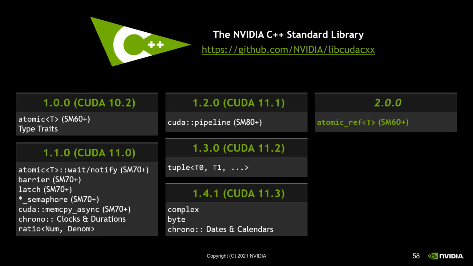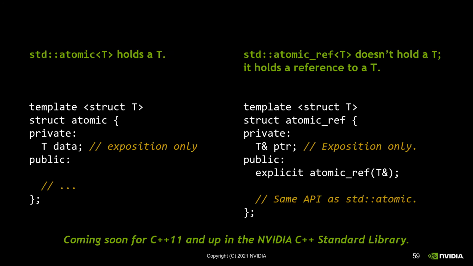Fortunately, C++20 has introduced a remedy for this problem, atomic ref. While atomic of T holds a T internally, atomic ref of T doesn't hold the T. It instead holds a reference to a T. You construct an atomic ref which points to an existing object, and then by accessing that object through the atomic ref, you get atomicity. Atomic ref has the same syntax and semantics as atomic. It also has the same requirements on T as atomic. The type must be trivially copyable.